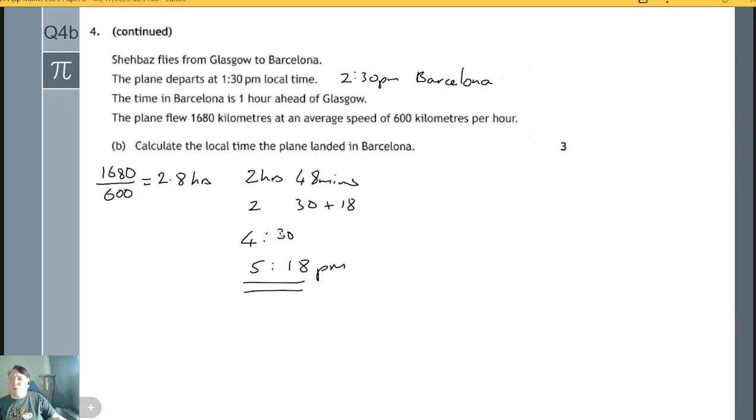It's up to you how you show your working, or if you show your working at that point. I like to work through separately for my hours and my minutes, so I'm less likely to make a mistake.